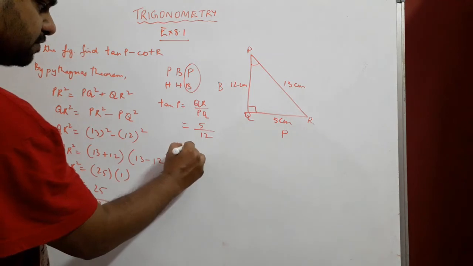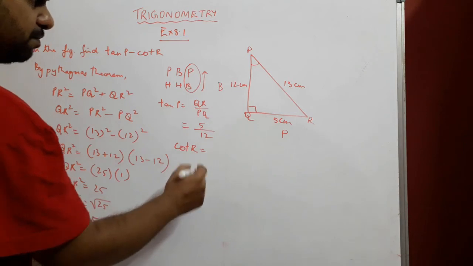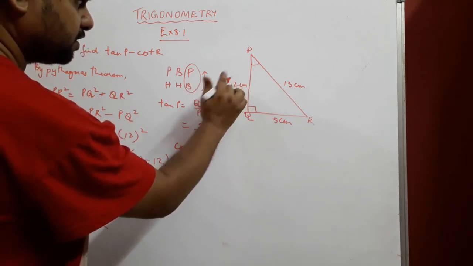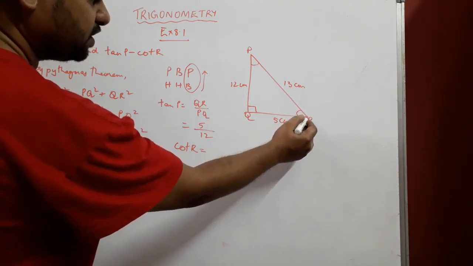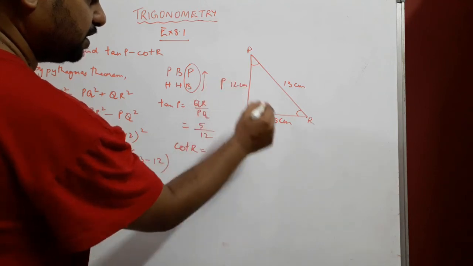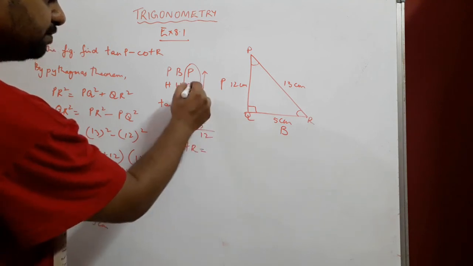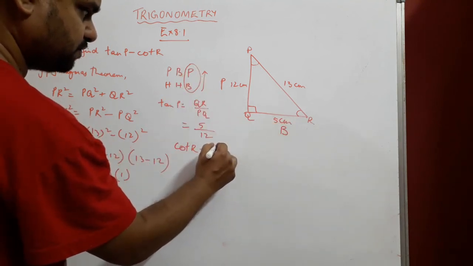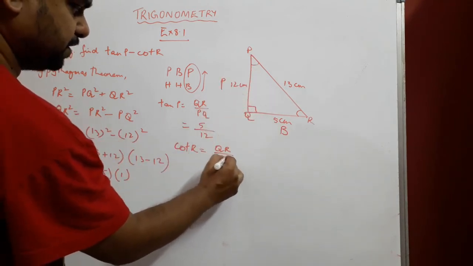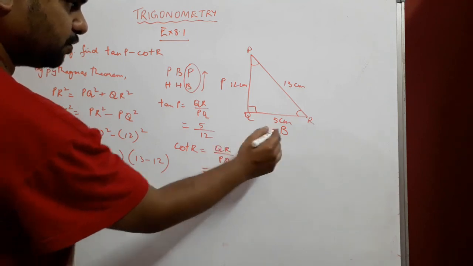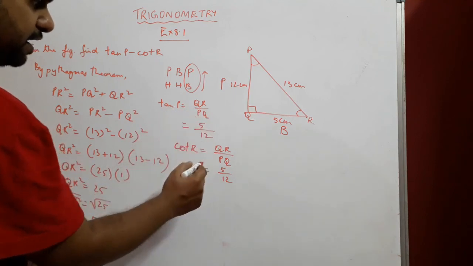For cot R, it is the reverse of this. That means B upon P. But here we will change, because this is now our angle, which means perpendicular is now PQ and base is QR. Cot R is B upon P. B is QR and perpendicular is PQ. Cot R, that means QR is 5, PQ is 12. So that means tan P and cot R we have got.